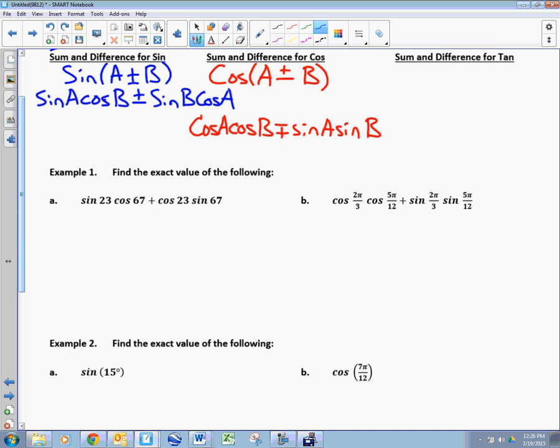So the question is that we know exact values of certain trigonometric functions and angles. We don't know the exact value of sine of 23. We don't know the exact value of cosine of 67. Yet it wants me to simplify this. Well, this looks very similar to something I wrote above, doesn't it? Looks like sine of A times the cosine of B plus the cosine of A times the sine of B.